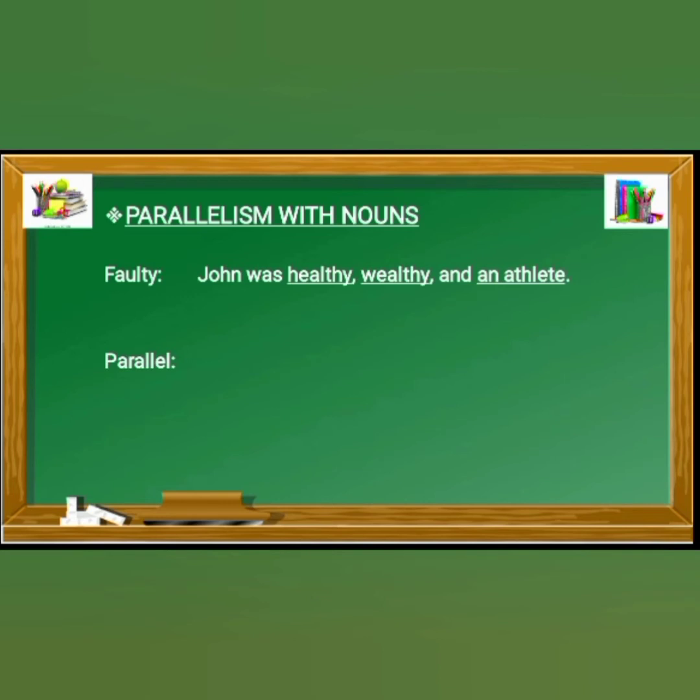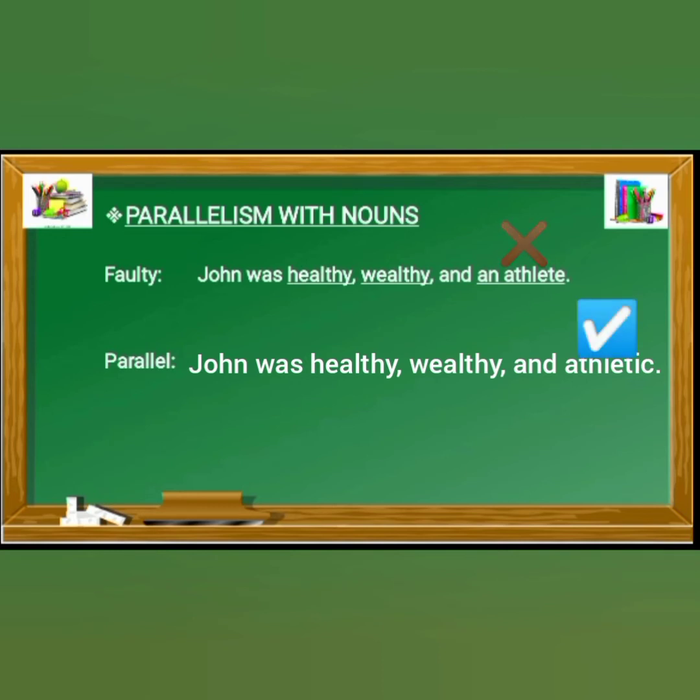That is why this is the parallel or the correct sentence. John was healthy, wealthy, and athletic. We change the words an athlete into athletic. Now, the word athletic here is an adjective. Therefore, healthy, wealthy, and athletic are all adjectives.